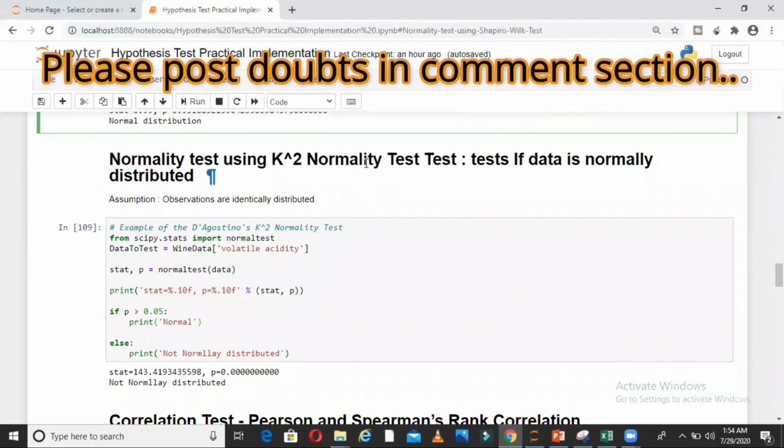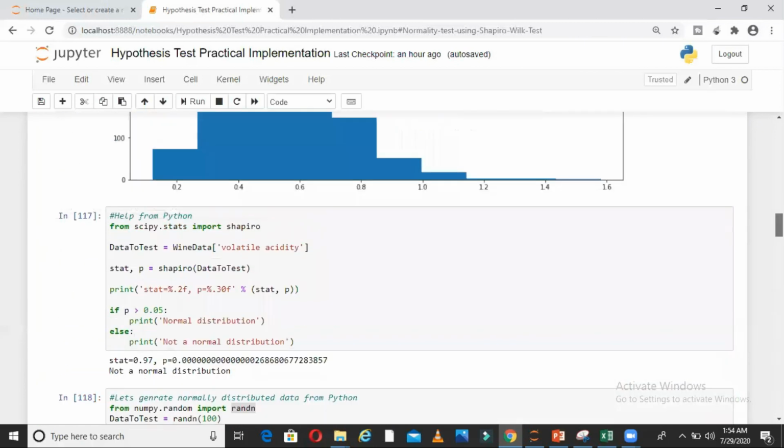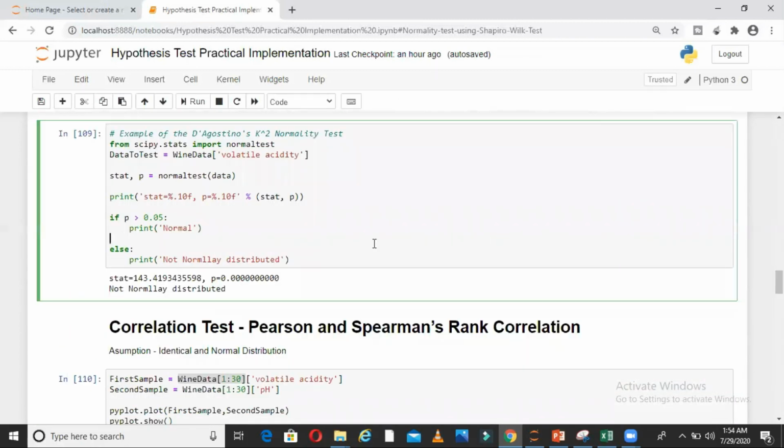The next one is the k-square normality test. It tests if data is normally distributed. What are the assumptions? Observations are identically distributed. What is the meaning of observations being identically distributed? The meaning is all the elements in your observation have equal probability to occur. That is the only assumption in this test, and in the previous test that we did, the same assumptions are there.